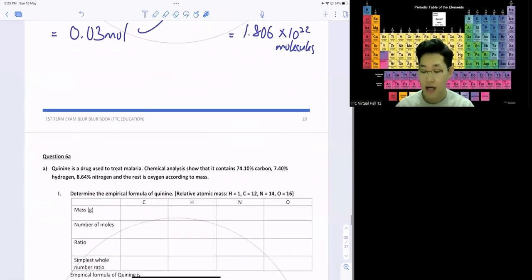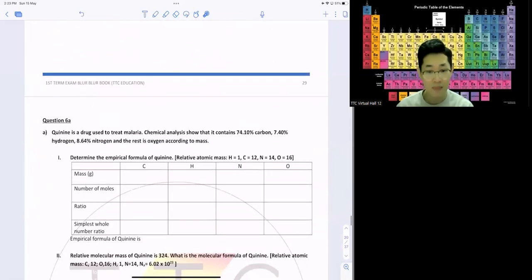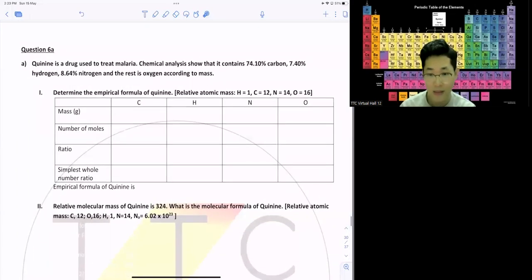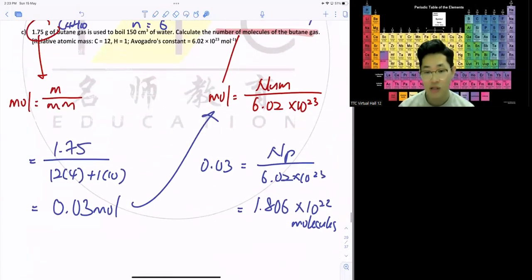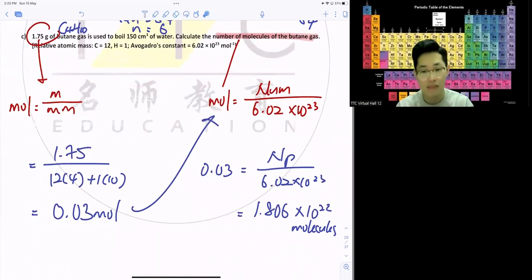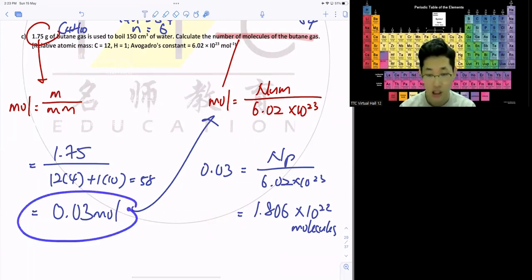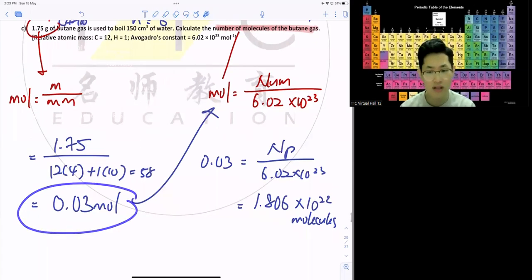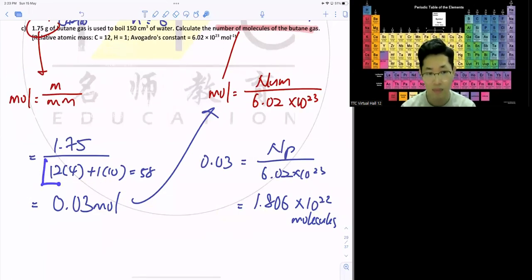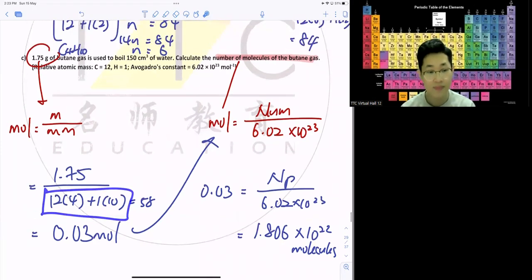Next, finally, empirical formula, page 30. If I use 0.027 to count, let me see, 12 times 4 plus 10, this equals 58. 1.75 divided by 58 should be 0.03. If you get 0.027, that means your number of mole is wrong. I think there's something wrong with your molar mass.